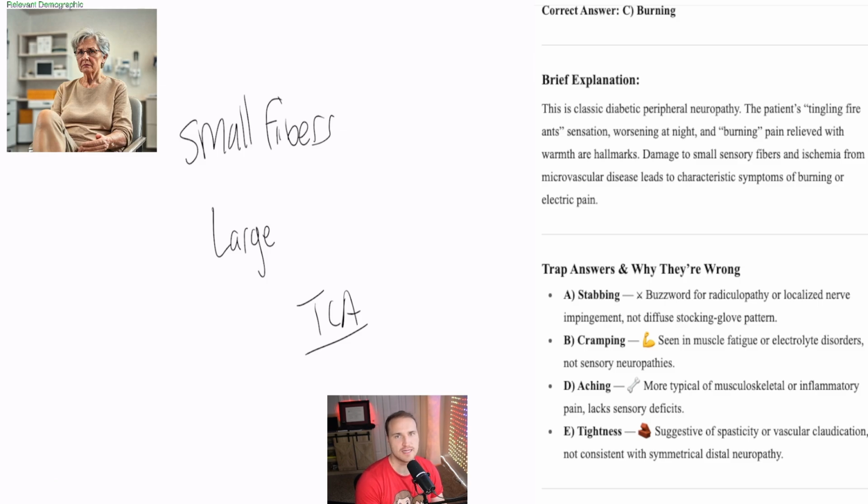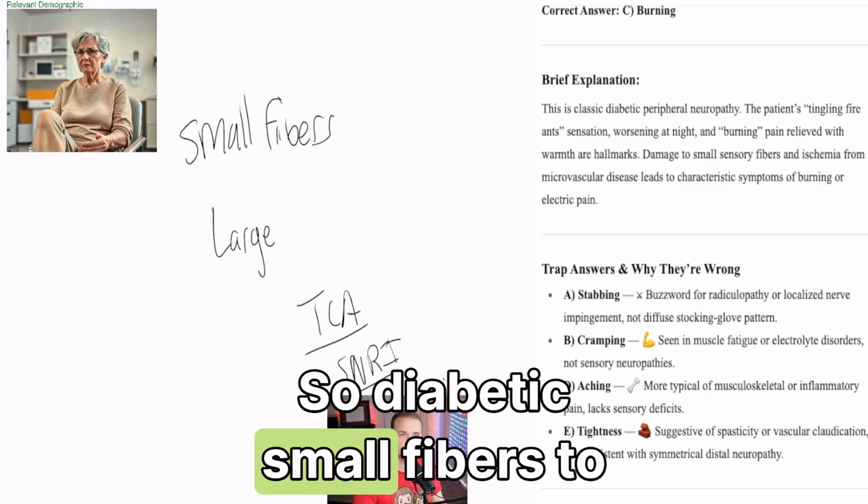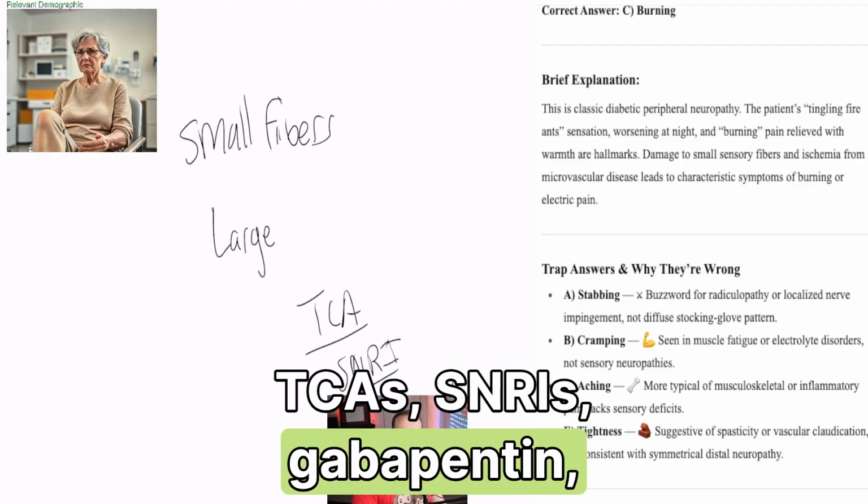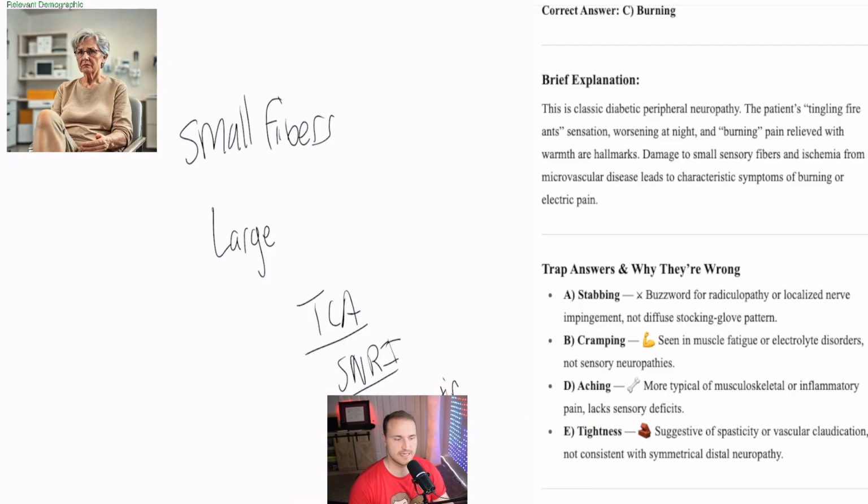Those are not first line for neuropathic pain. Neuropathic, you give them a TCA, SNRI, or gabapentin. All right, so diabetic, small fibers to large fibers, burning pain: TCAs, SNRIs, gabapentin. That's the lay of the land. That's what you need to know.